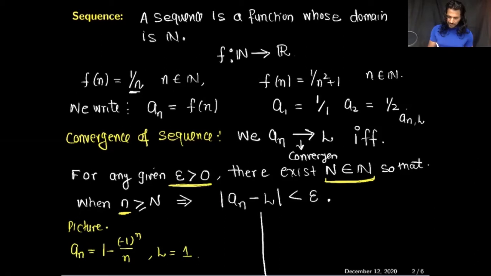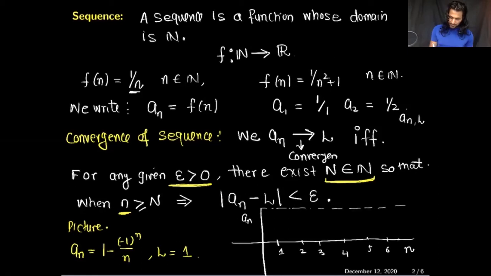I'm going to start by writing down the terms of the sequence on the y-axis, and here I have n. So if n is 1, 2, 3, 4, 5, 6, and so on. Let's suppose this line is 2. Let's suppose this one is 1, which is the limit of the sequence, and this is 0.